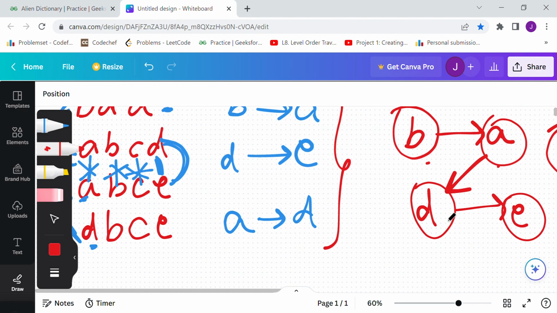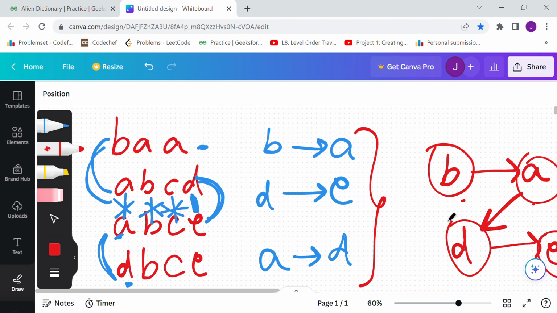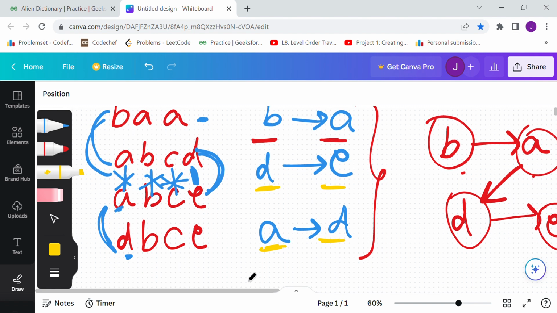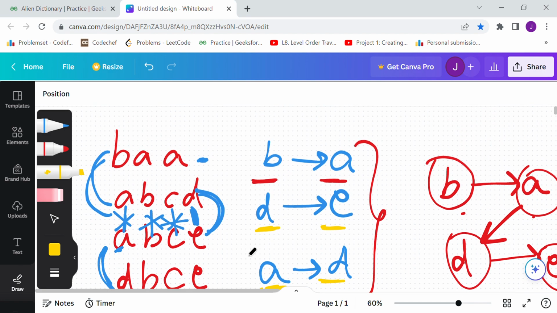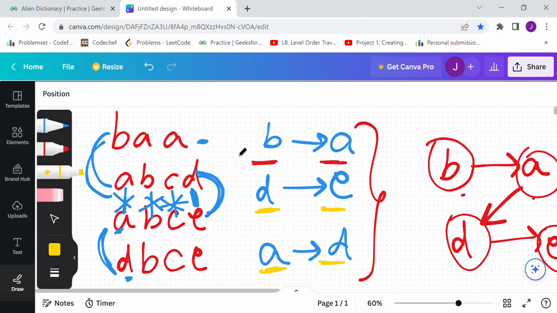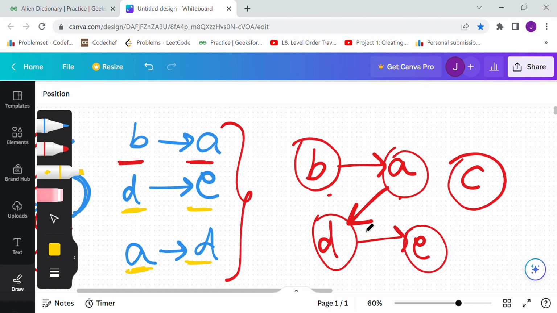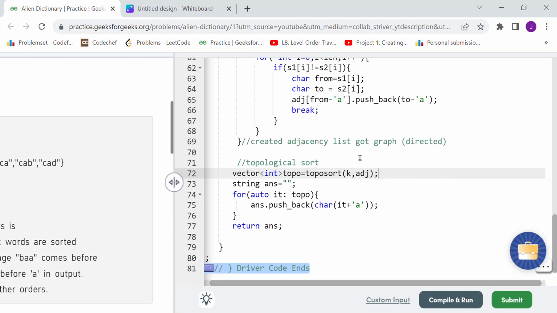So can you tell me what we have to do after this? We have to tell the order: B always comes before A, D always comes before E, A always comes before D. So can you get an intuition of what we know for this kind of order? Yes, we have to use topological sorting. So what is topological sorting? We will see the code after that. We will be doing topological sorting, and we just have to return that string and that will be the answer.